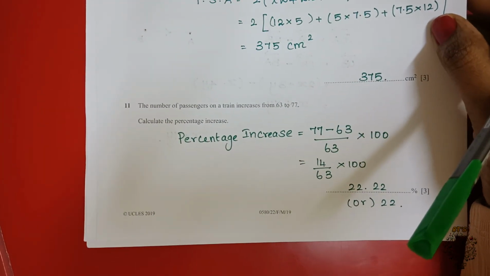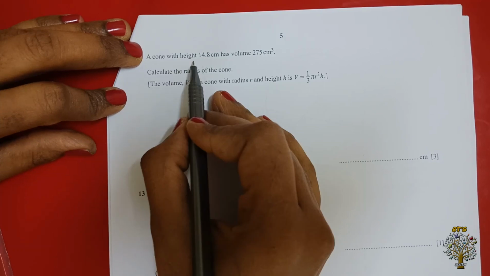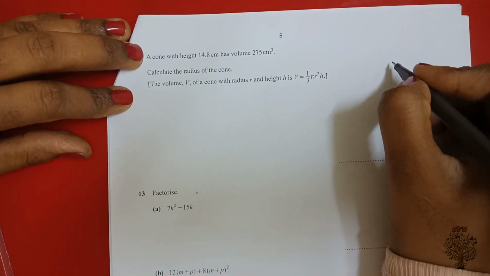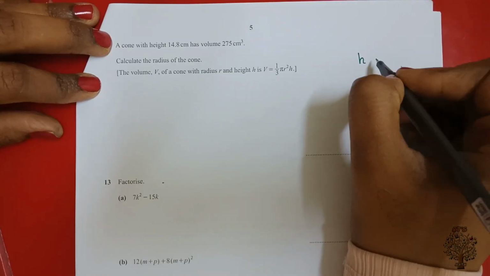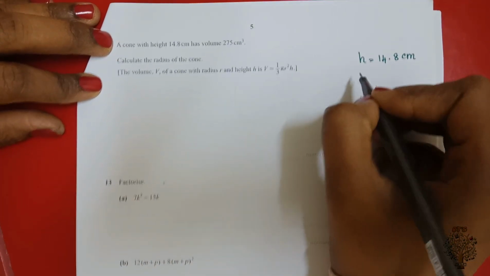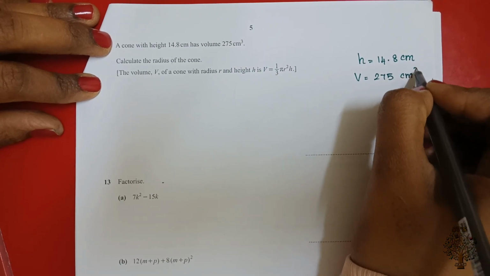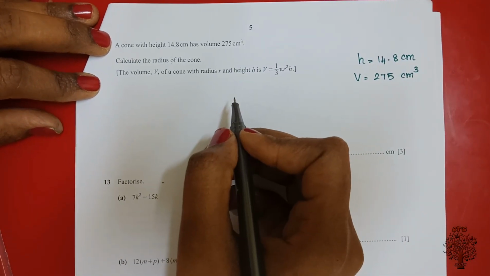Hope till now you understood whatever I taught. I'm taking the next question. A cone with height, they have provided us height. For our reference, I'm writing here height is equal to 14.8 centimeters, volume is equal to 275 centimeter cube. Calculate the radius of the cone.